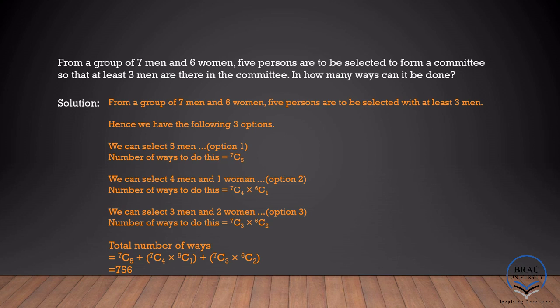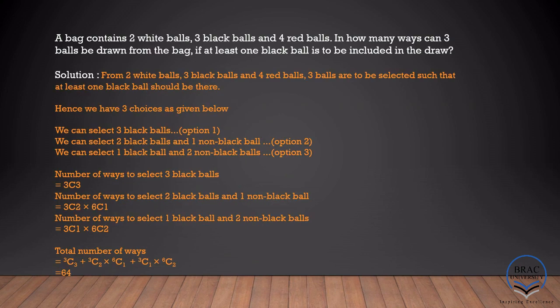Now, if we select 3 men, we have to select 2 women as well. So we are picking 3 men from 7 men, that is 7C3. We are picking 2 women from 6 women, that is 6C2. So the number of ways to do this is 7C3 into 6C2. The total number is the addition of all these 3, right? 7C5 plus 7C4 into 6C1 plus 7C3 into 6C2.